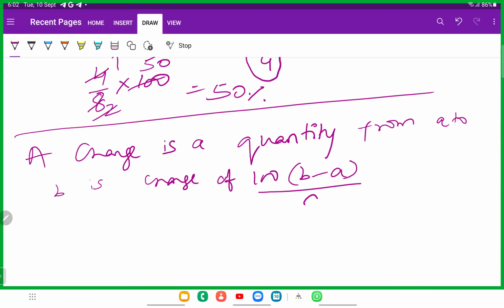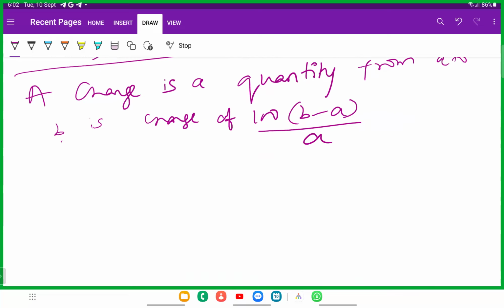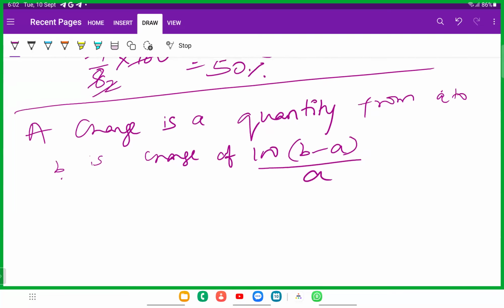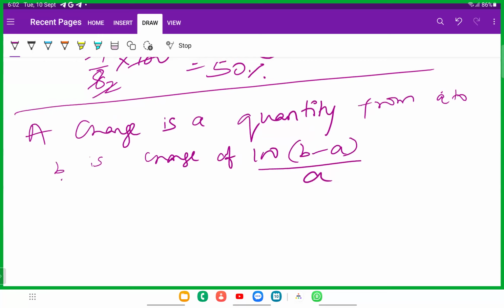B minus A by A. So from A to B, I am finding out the change of percentage. Here you might be confused, sir, what exactly it means. Sometimes in a question, they will ask how much percentage area has increased, how much percentage volume has increased, or how much percentage a person's marks have increased. So when you are comparing with the first quantity, the old quantity, that is A, to B.